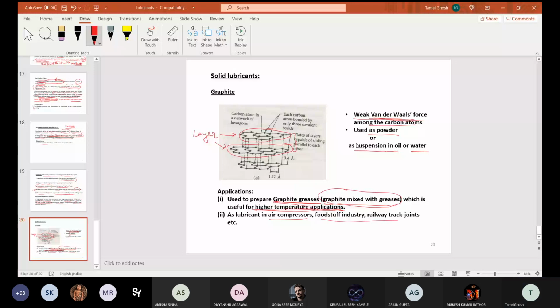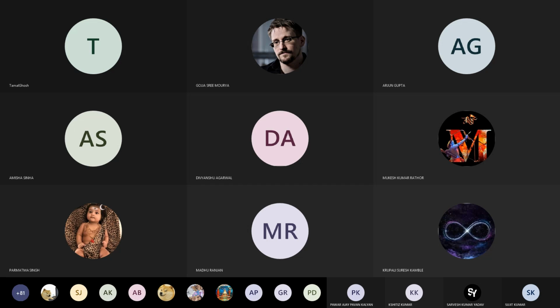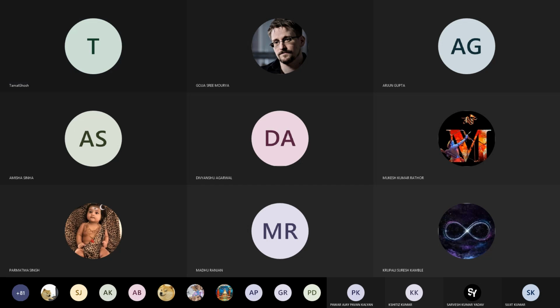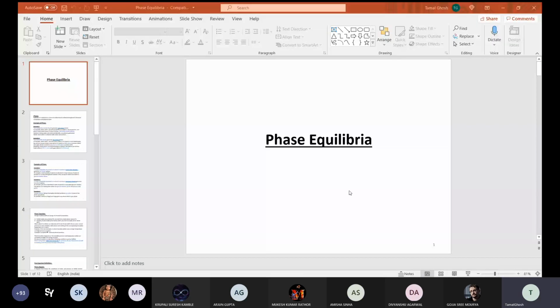Okay. So we'll move to phase equilibrium. Is the slide visible? Yes, sir.